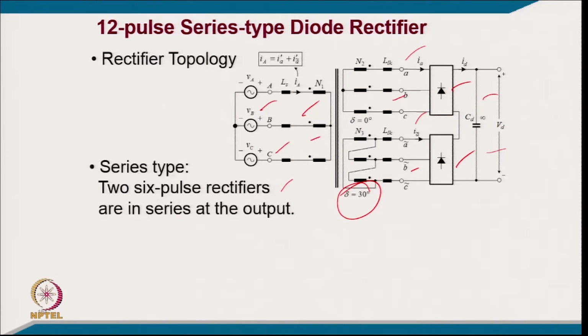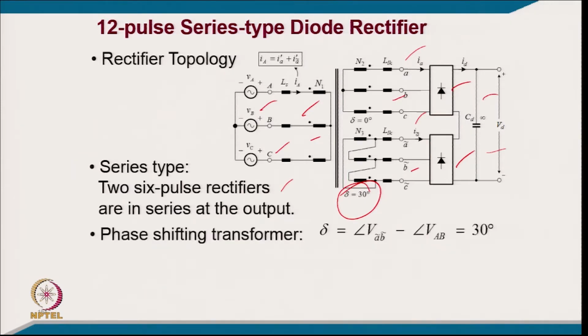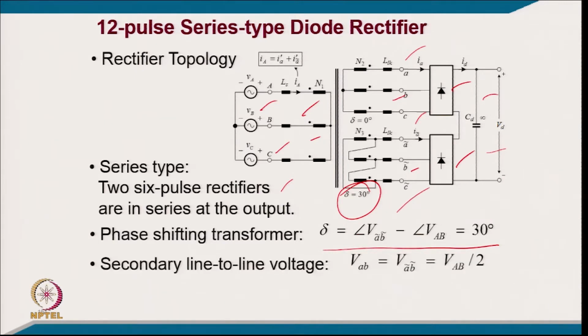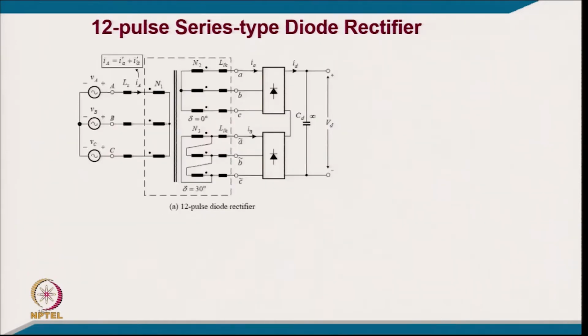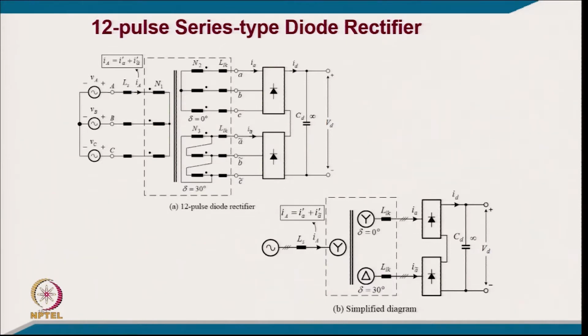So, it is a series type, where 2 six pulse converters or rectifiers are required in series at the output, and a typically 30 degree phase shift from one to another is required in the second transformer. You require a secondary line to line voltage of typically half, because you want to get the same voltage. The turns ratio can be 2 to 1 in one case, and in another case 2 by root 3 because of the delta connection, star star and star delta connection, and symbolically we can show it.